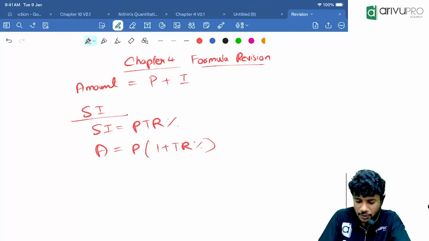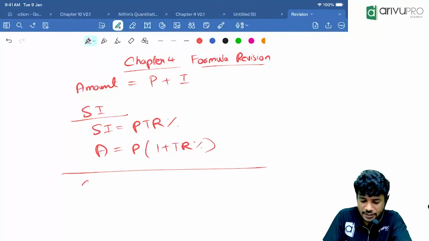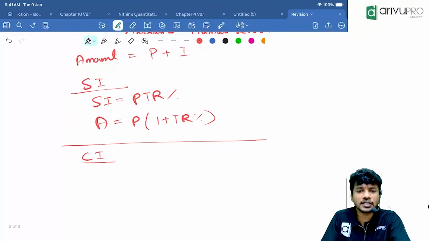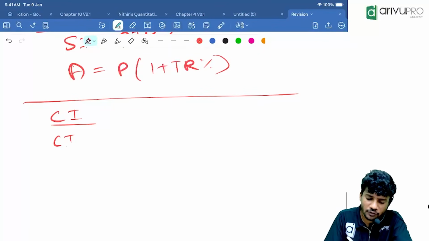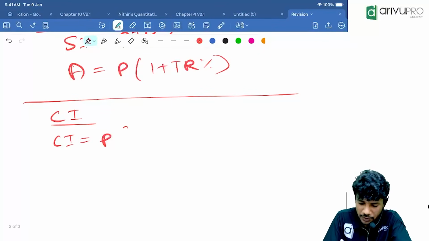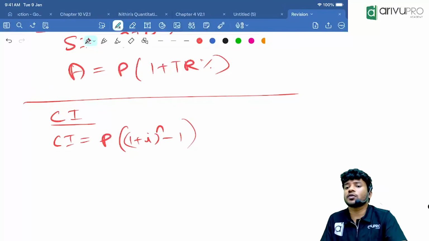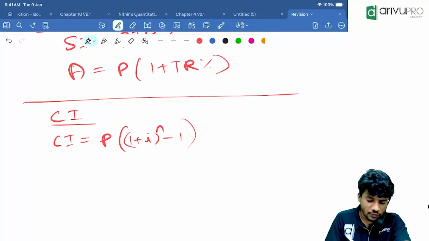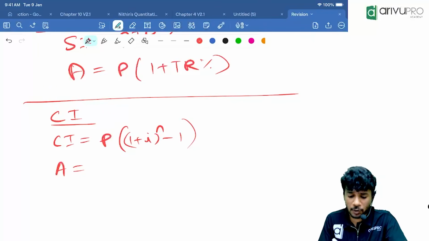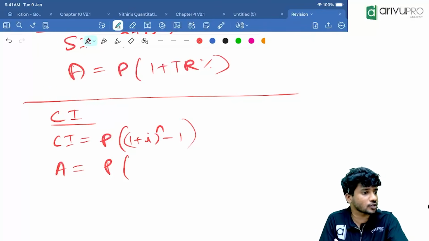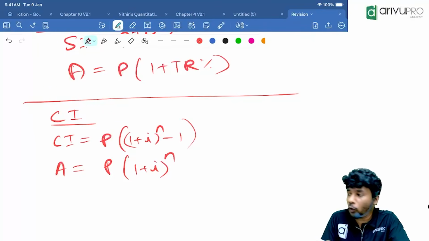Then people, coming to the next part, it is called compound interest. Compound interest formula, what we studied, people, is nothing but P into (1 plus I) the whole power n minus 1, correct? Then with respect to compound interest, what was the amount? Amount is nothing but P into (1 plus I) the whole power n.